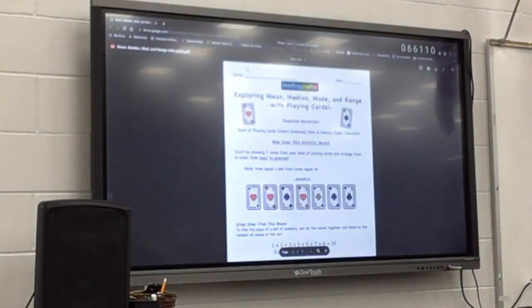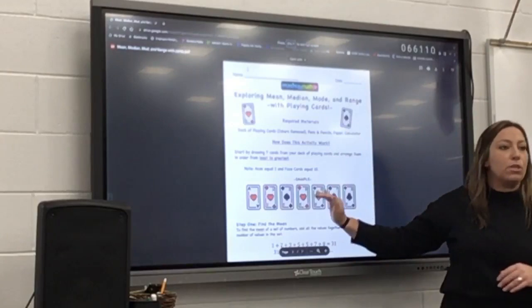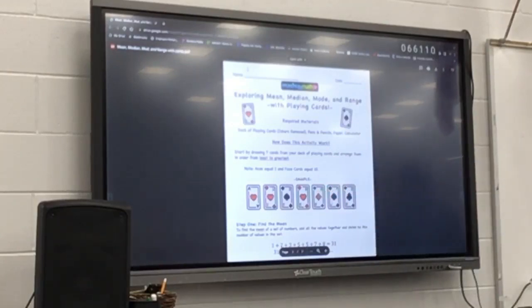All right, so this is your example page. We're going to go through this together so that you guys know exactly how to do this activity today. So you're exploring the mean, median, mode, and range. We just talked about those. You'll get a deck of cards, you have a piece of paper, and you have a pencil. Some of you guys will be getting calculators, some of you will not.